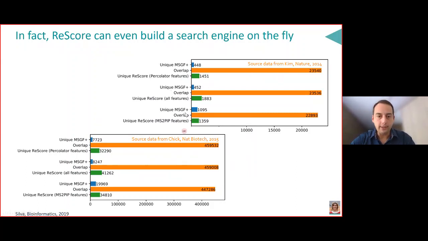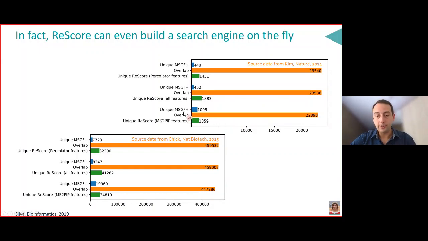However, when we give Percolator only MS2PIP features, that means no search engine features whatsoever, you actually still get more identifications out of it than you would have gotten from MSGF+ alone. And it's very comparable, albeit a little bit less than what you get when you use the search engine together with Percolator. And then if you give Percolator both the MSGF+ features as well as the MS2PIP features, then you get the largest number of identifications. But for all intents and purposes, it is essentially almost equivalent, down to a few hundred identifications in, say, 25,000, whether or not you use a search engine at all.